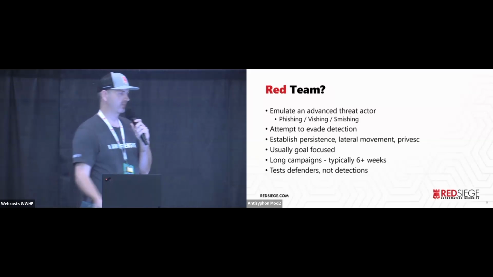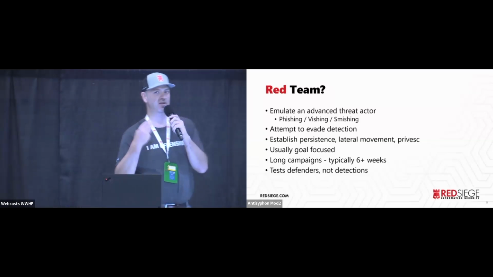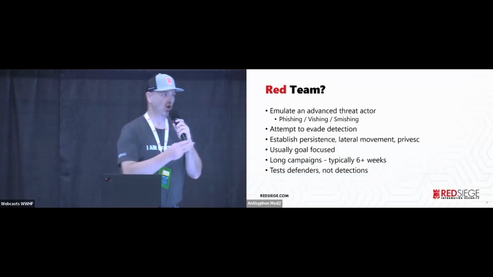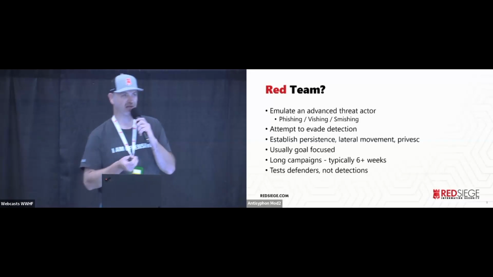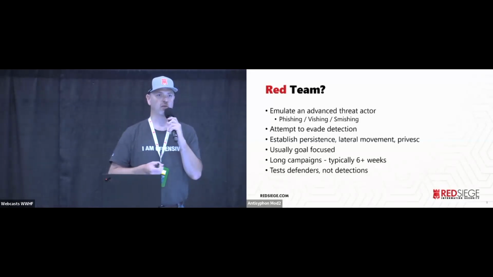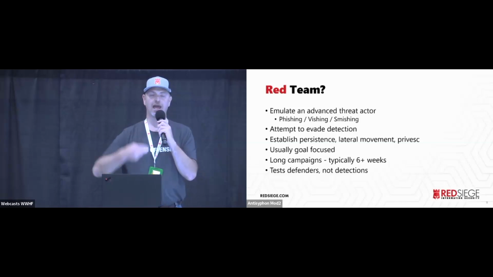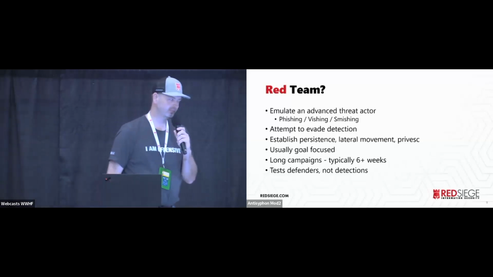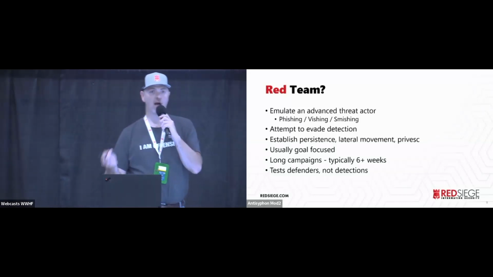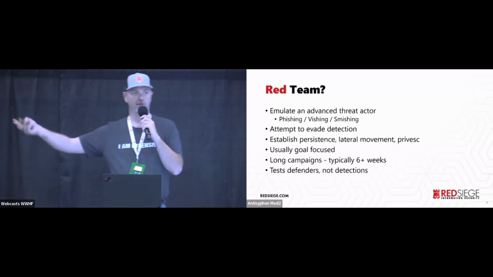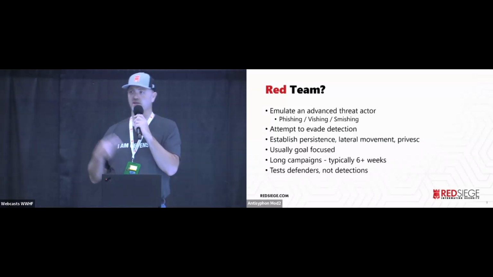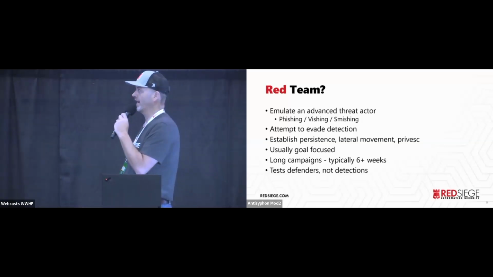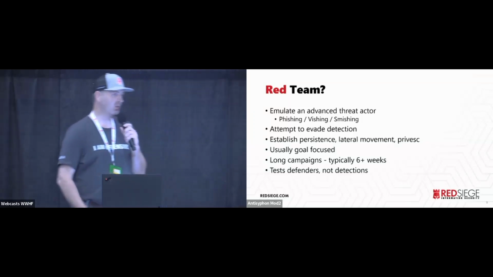How do they work? Well, we're trying to emulate some type of advanced attacker. Could be we're trying to emulate a specific nation state. More often, we're trying to emulate a generic advanced attacker using a variety of techniques. How do we get in? Most commonly with a red team, you're starting on the outside. So you might phish or vish or smish or apparently quish, QR phishing. That's what we're calling that now. So quishing, we might do that.